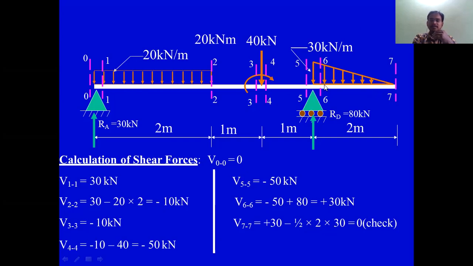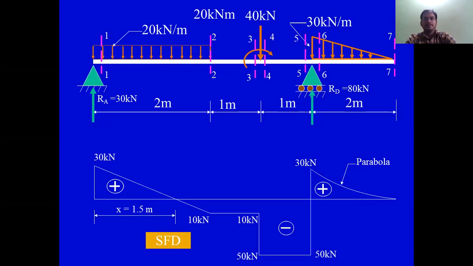At section 6-6, minus 50 plus 80, and at 7-7 it is 0. So this is how we calculate the shear forces. Unless you use your paper and pen, you cannot solve the problems in the exams. So you must use your pen and paper.